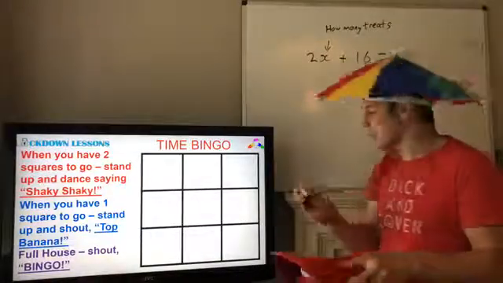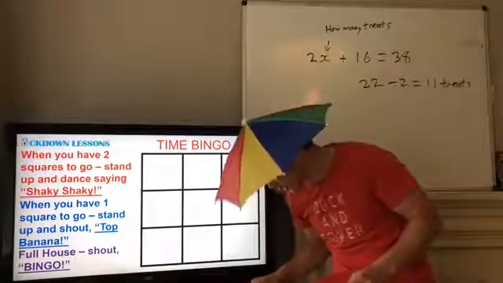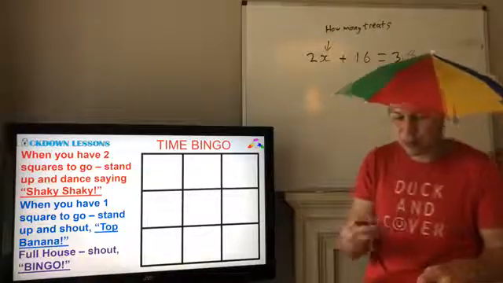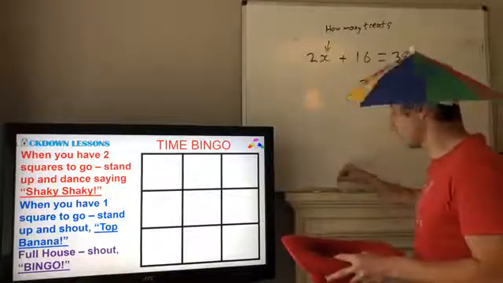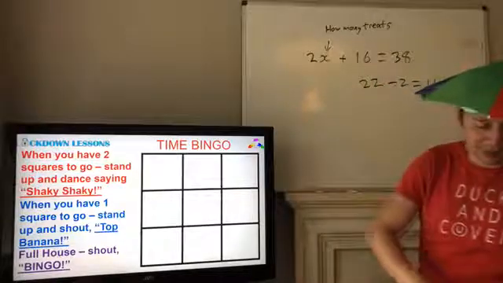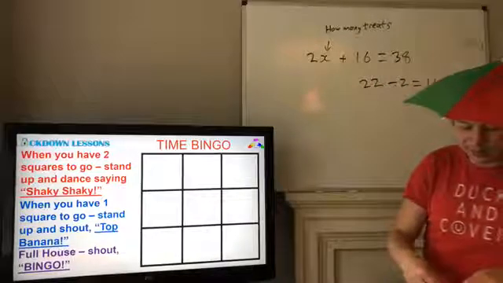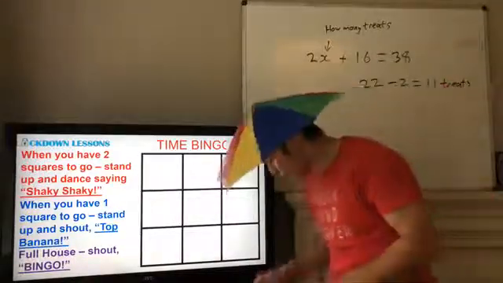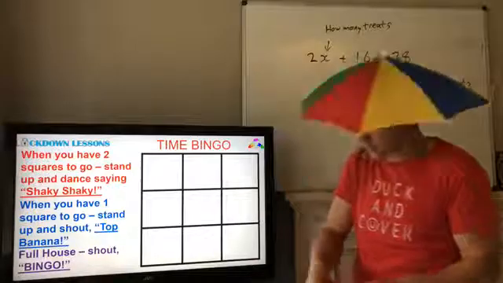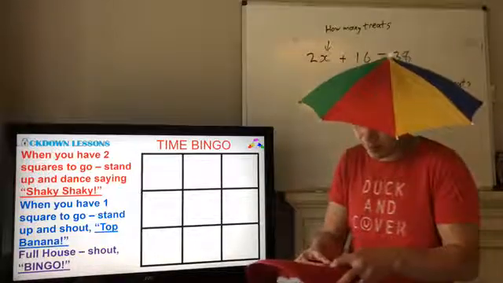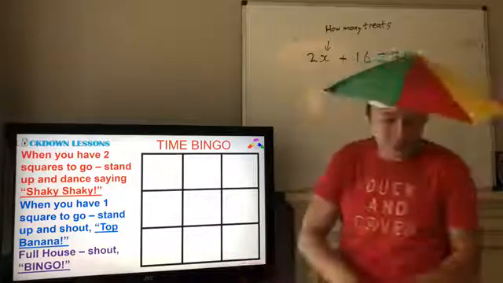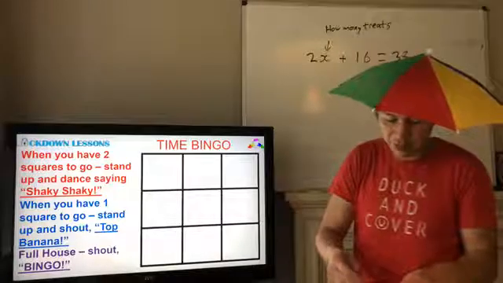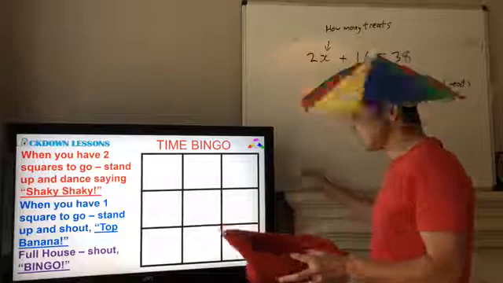Okay, next one. 20 plus 8. 30 minus 7. 3 times 5. 6 times 2.